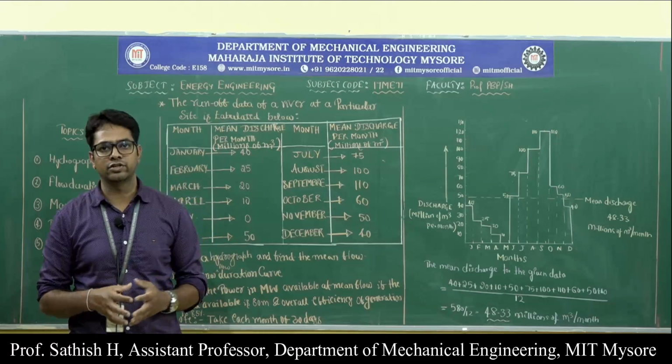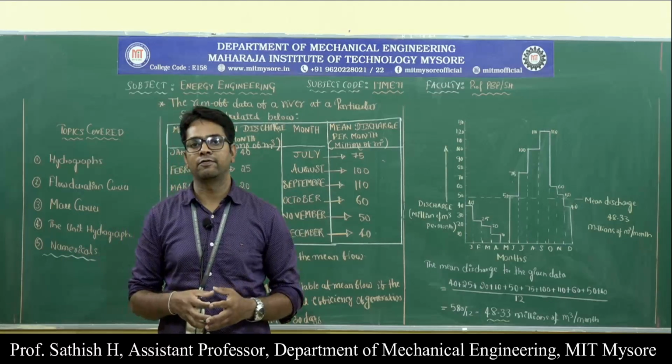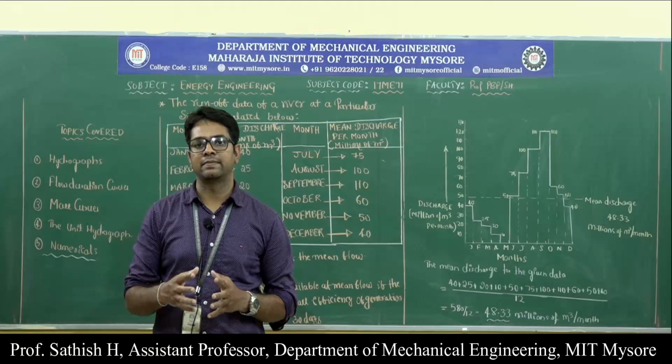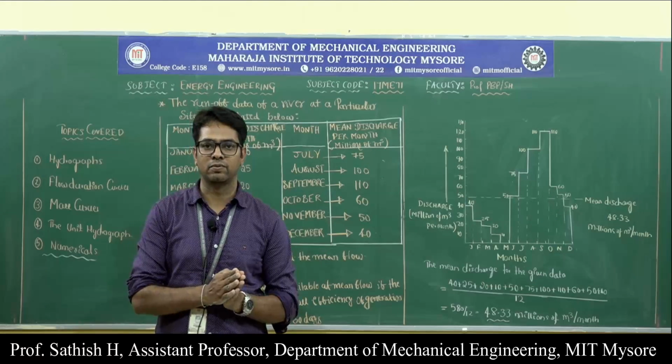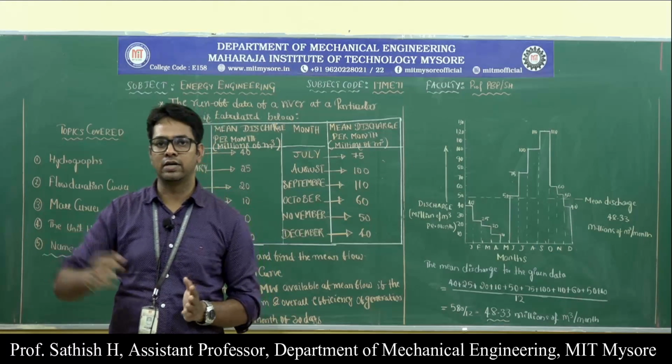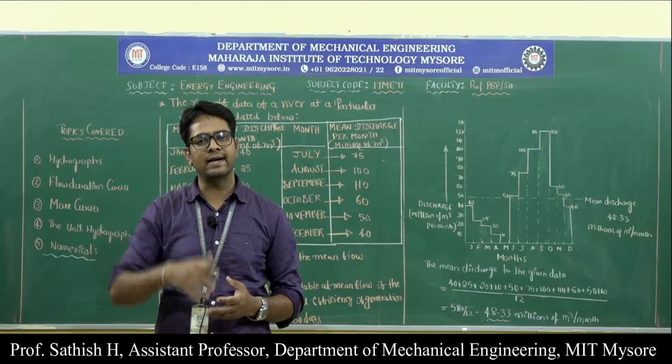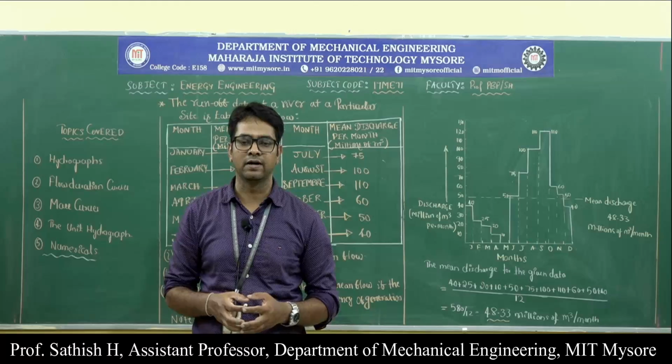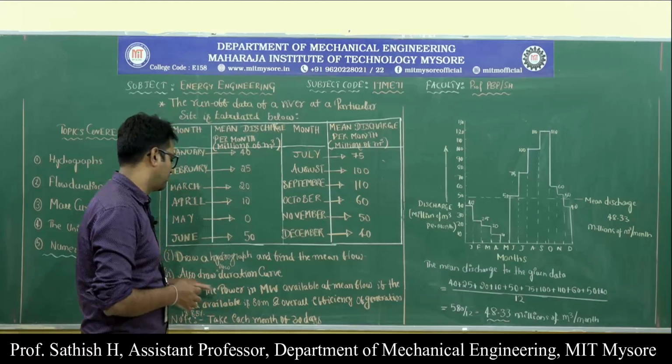Flow duration curve is also a graph where on the x-axis we take the time. Here the time is in percentage. We start from 0% of time and go up to 100% of the time. On the y-axis we have the discharge again, that is millions of meter cube per month. So that graph we have to plot.